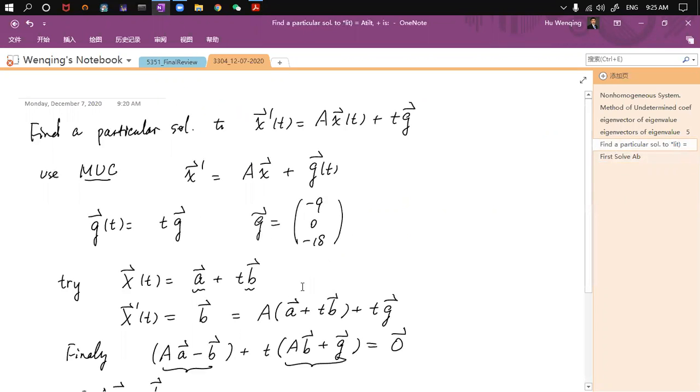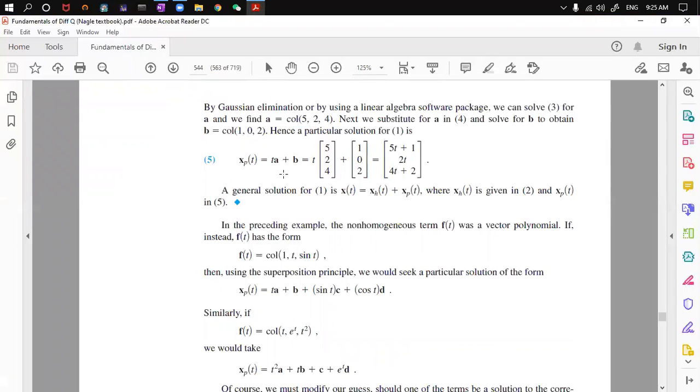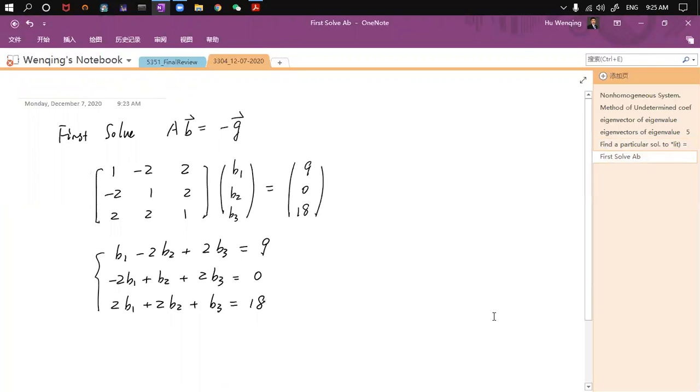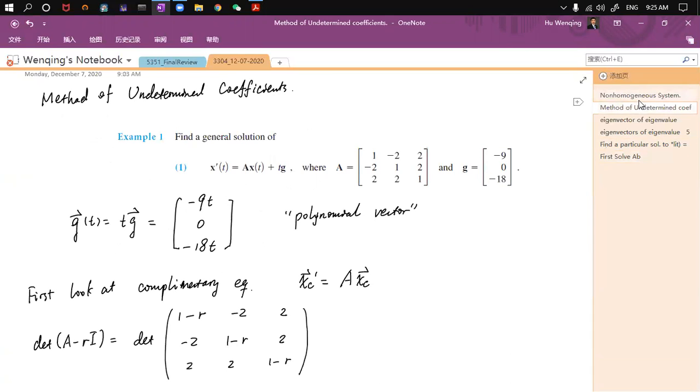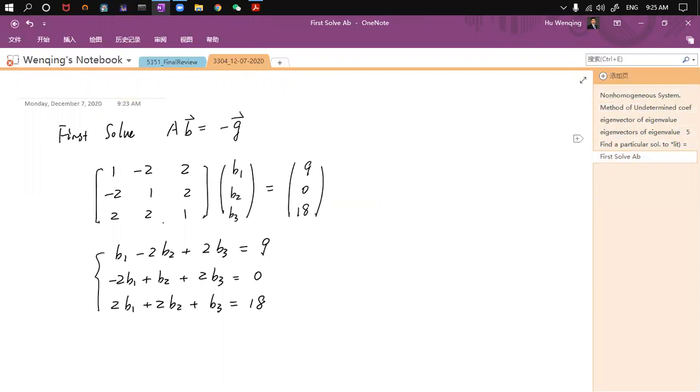So a plus t times the b. That means I can find these vectors. Let's first check that it is correct. The matrix is 1, minus 2, and 2; minus 2, 1, and 2; and 2, 2, and 1. So that's going to be the equation. Now, once you have this equation, you can see that by using the first and the second equation, we can cancel the b3.